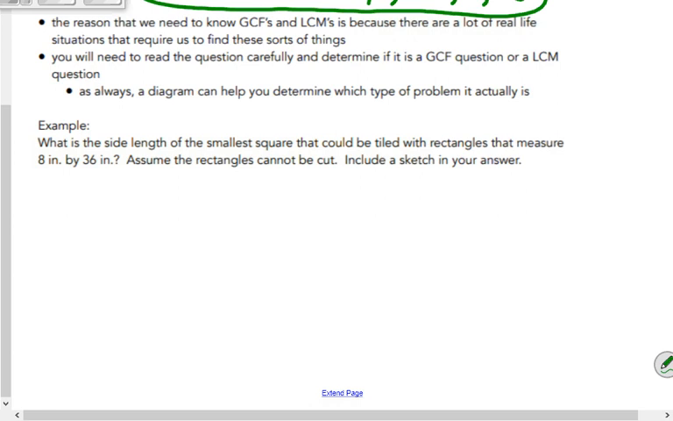Okay, so what we know about squares is, remember, the side lengths are the same on both sides, right? But the rectangle, one's longer, one's shorter. So you're taking these tiles, which are 8 by 36, and you want to figure out how many it's going to take.